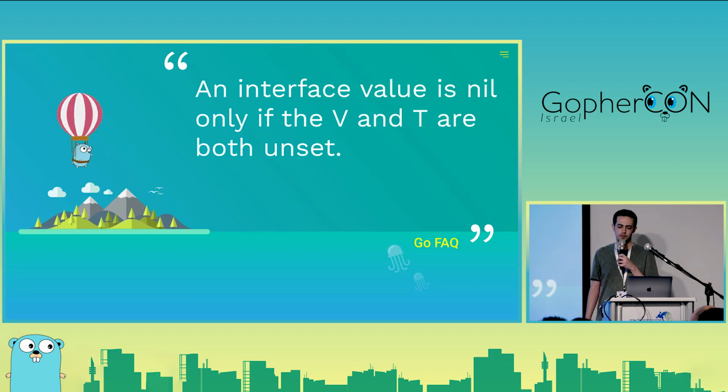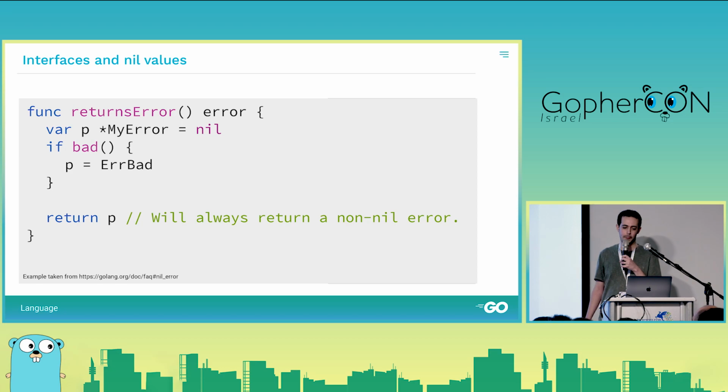Let's see a case where this gotcha is quite more common. You might be familiar with this example when handling errors. Here we have a function which returns an error. We declare a variable p of type myError, and this type implements the error interface. Then if something bad happens, we assign some error to p. And then we return p. Quite simple. At first you might expect that when nothing bad has happened, we'll return nil as an error. But we'll actually return a non-nil error each and every time.